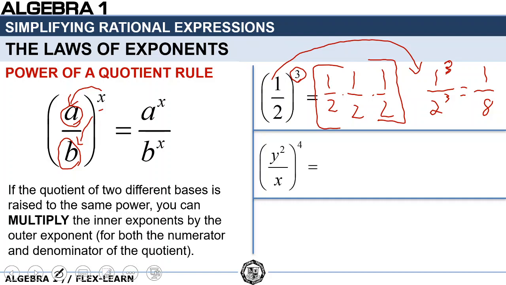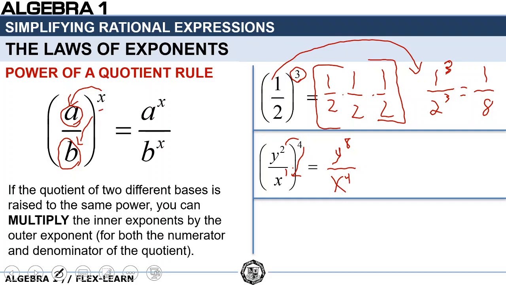Another example, if you have y squared over x, all of that raised to the fourth power, think of this as being like x to the first power. When you simplify this, you're going to do y, and you multiply 4 times 2, so it becomes y to the 8th power, divided by, on the bottom, 4 times the 1, so that's going to be x to the 4th.